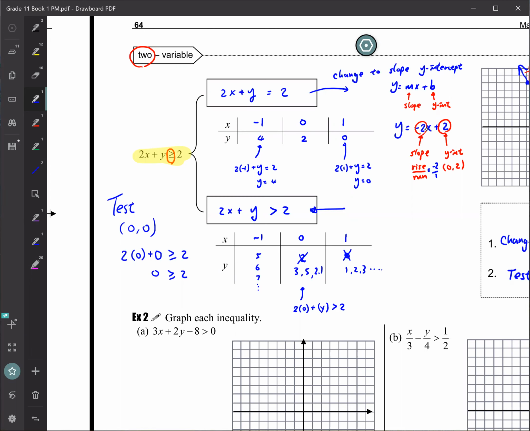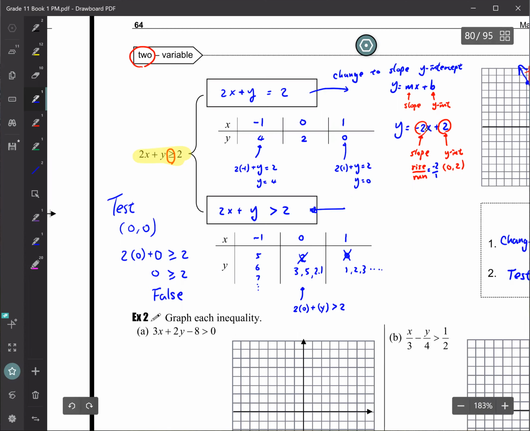Evan, is this statement true? Sorry, could you say that again? I couldn't really hear you. Is 0 bigger or equal to 2? No. It's not bigger, right? 0 is not bigger than 2, right? So this one you will say is false.